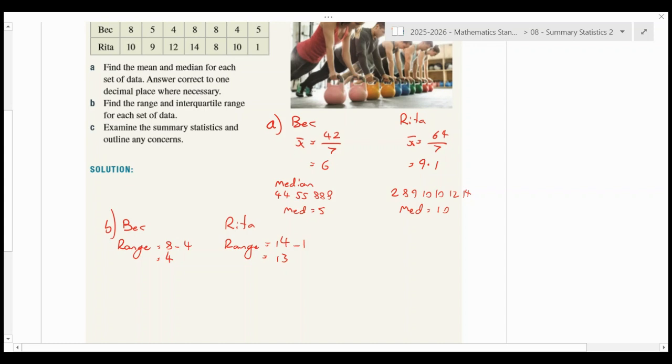Now, if you're looking at this in the textbook, they actually made a mistake. They did 14 minus 2, but she definitely has a 1 there. So it goes from 14 to 1. So her range is that.